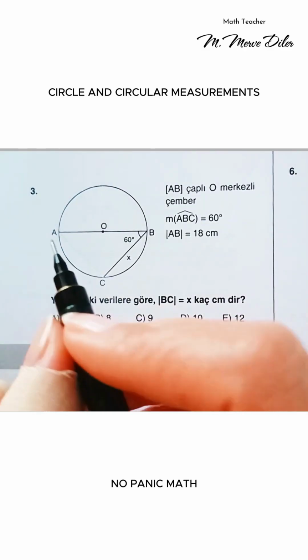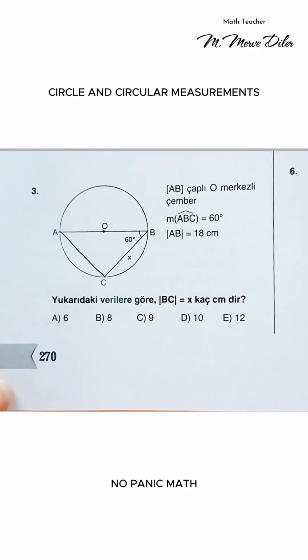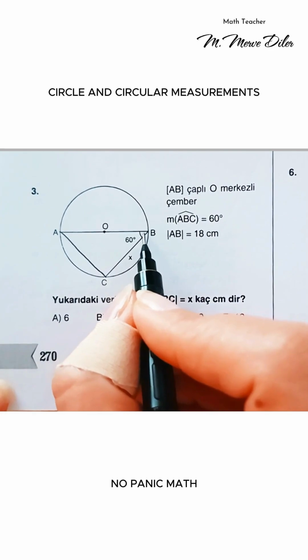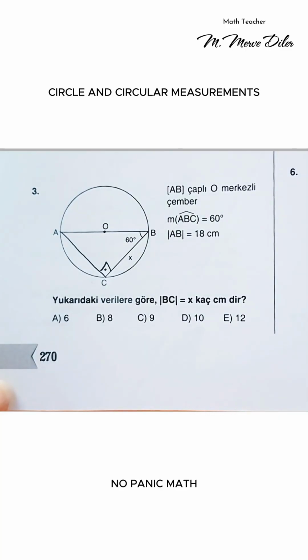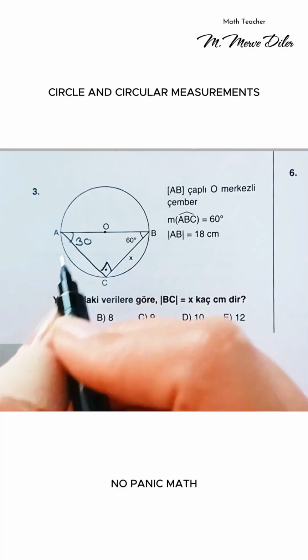Alright, so guys, let's do it like this. If we also connect AC, you'll form an inscribed angle. See, this inscribed angle you see here, it intercepts the diameter. An inscribed angle that intercepts the diameter is 90 degrees. Alright, great. Now look, 60 is here, 90 is here. So the angle here will be 30.